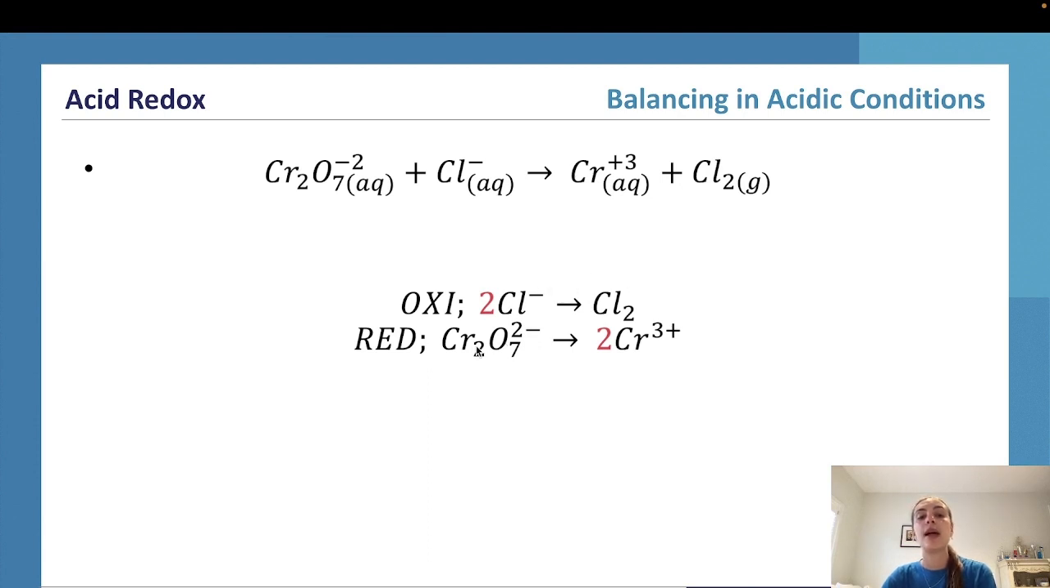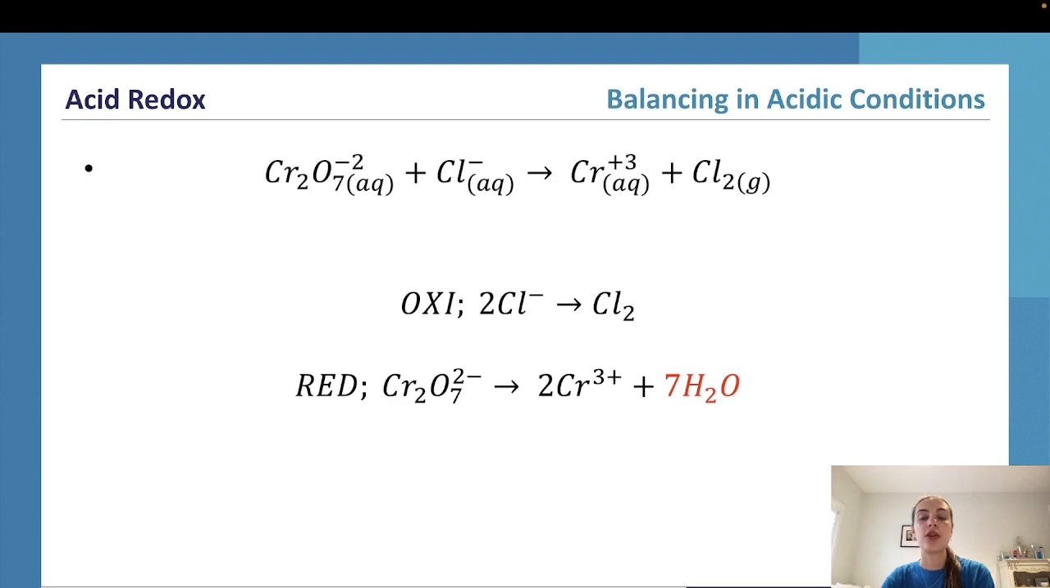Then in our reduction reaction, we need to balance for the chromium, because we can't balance for the oxygen until we've balanced for the chromium first. We can see we've got 2 chromiums on this side, but only 1 chromium on this side. So we need to put 2 in front of this here. Now our reduction reaction is balanced for all elements other than oxygen and hydrogen.